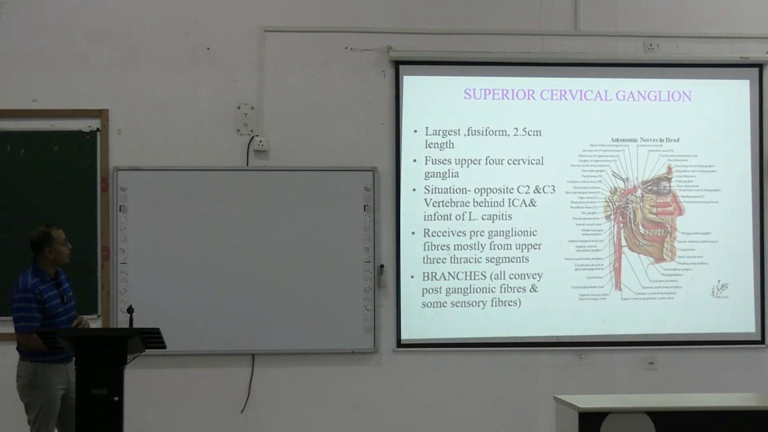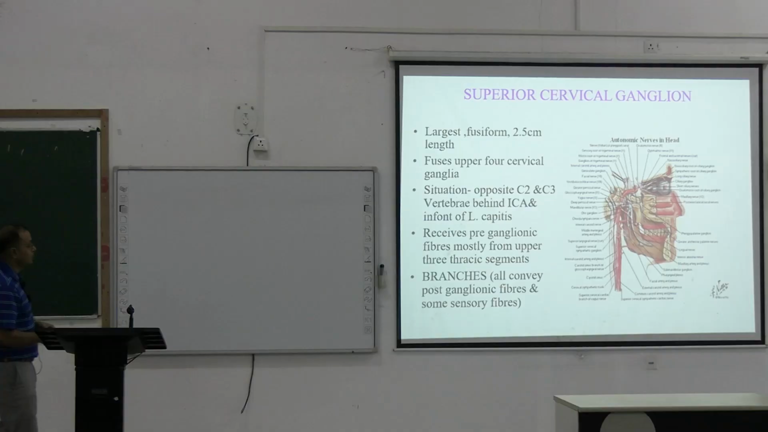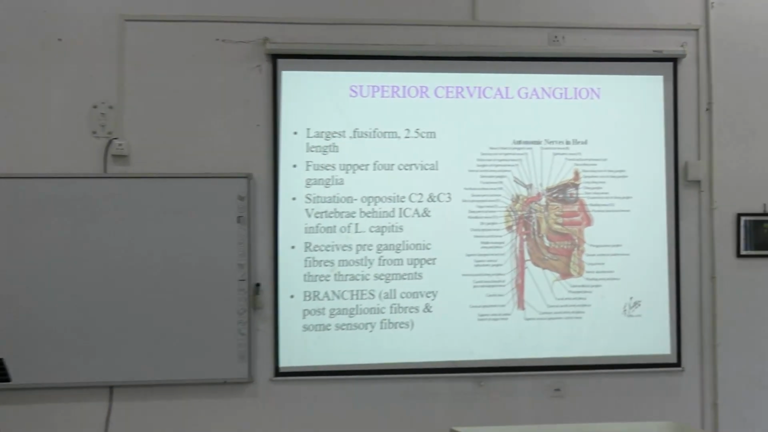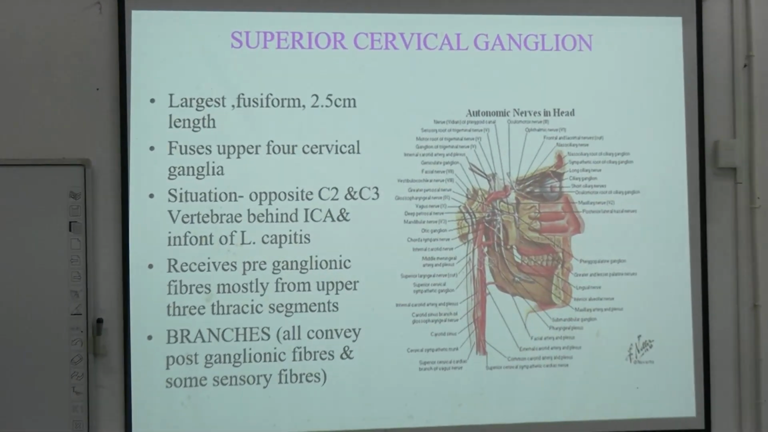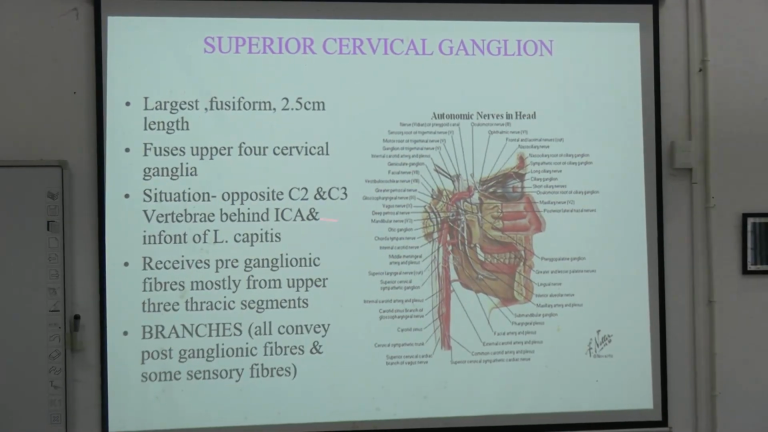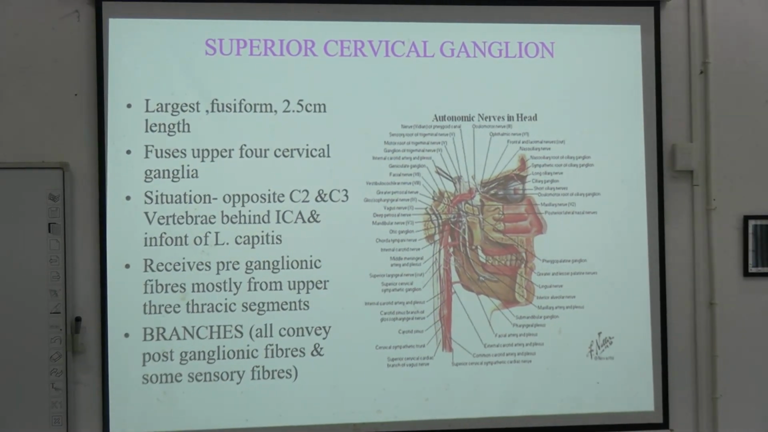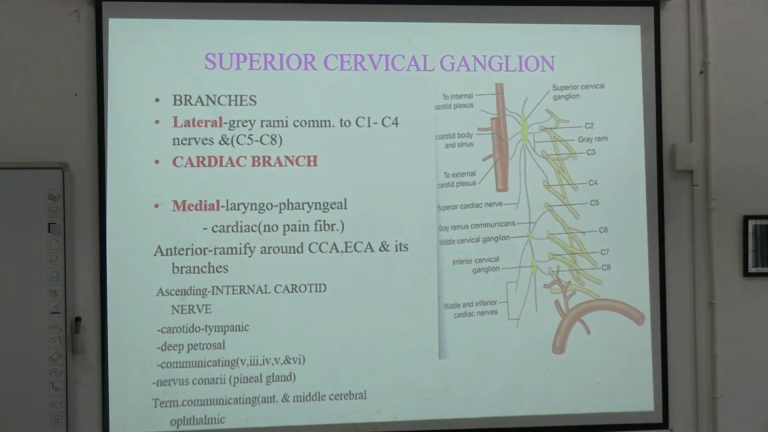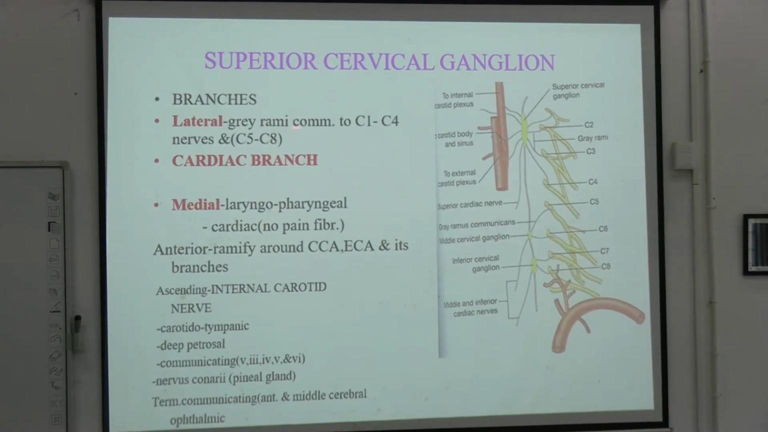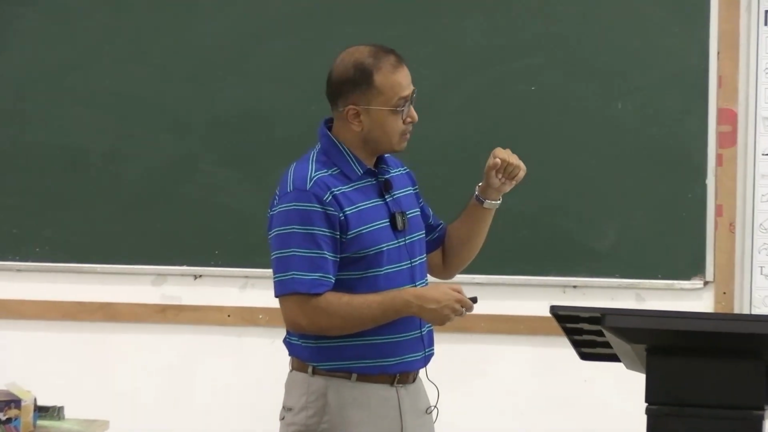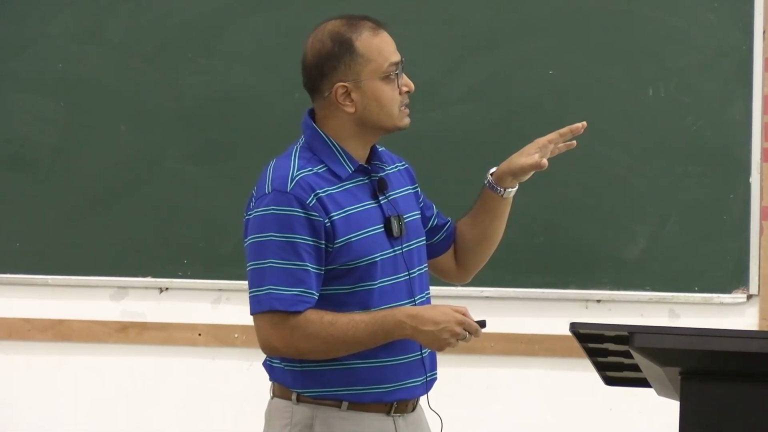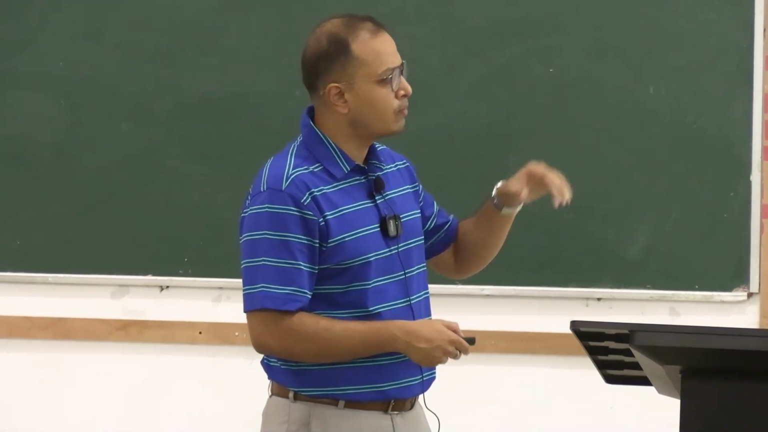The superior is the largest one. It is formed by fusion of the ganglia of C1, C2, C3, C4, the upper four, located between the internal carotid artery in the front and the longus capitis in the back. They are present high up in the neck region. The lateral branches go along the spinal nerve, we call them grey Rami Communicantes branches. The medial branch is the cardiac branch. Other than this, branches catch up with the arteries. We call them vascular branches.